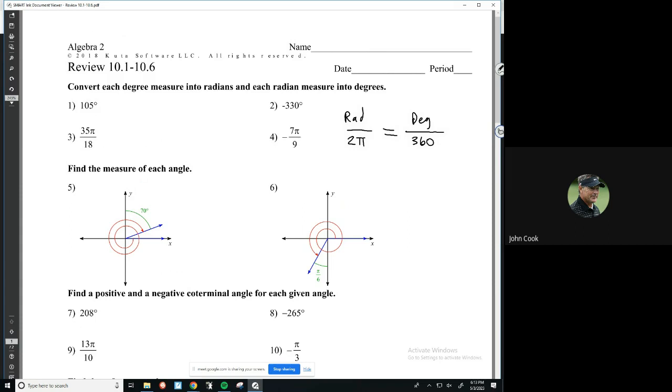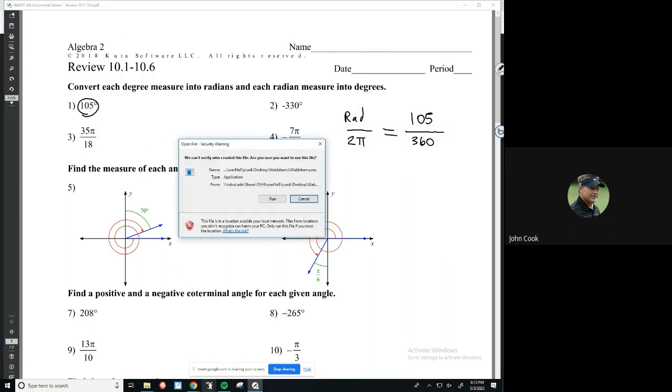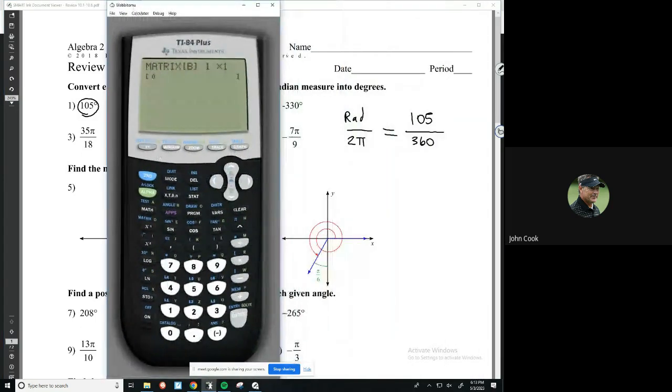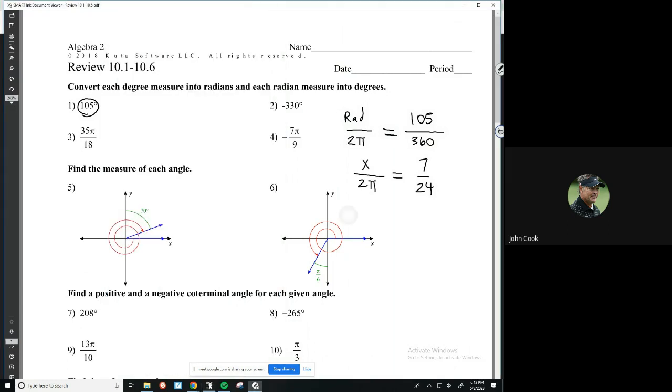It's pretty easy. If I have the degree value 105, I put that in over here, 105, and then simplify it. You can use your calculator to simplify the fractions. 105 divided by 360 gives me that, and converting that back into a fraction, you get 7/24. That is equal to the radian value I'm solving for, which I'll call x over 2 pi.